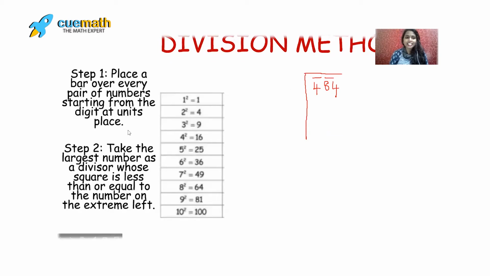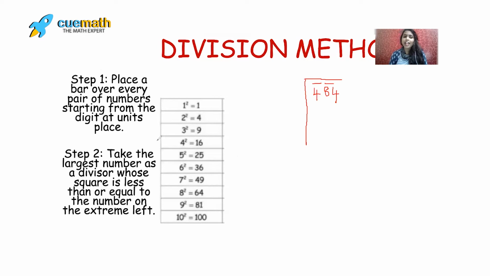So look at this. Step 2. Take the largest number as a divisor whose square is less than or equal to the number on the extreme left. So which is your extreme left now? Yes, 4. Digit 4 is on the extreme left, and we have to take the largest number as a divisor. So now we have 4. In order to divide this using the long division method, we are going to pick up this.